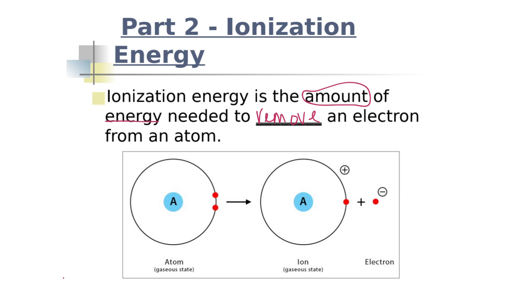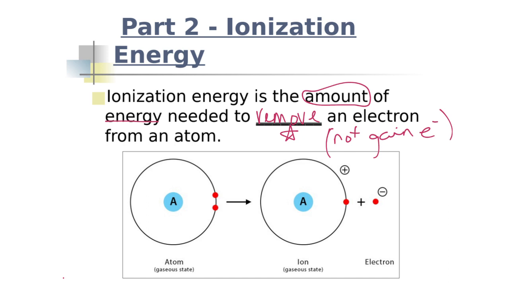We are aware that electrons can come and go. Some metals tend to lose electrons, non-metals tend to gain. This energy value, though, is only to remove, not gain, an electron. This is very important that you understand. It is always about taking an electron away.